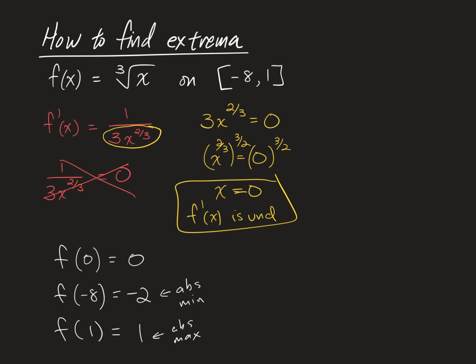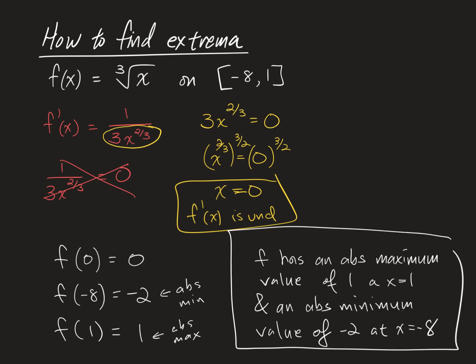And how could you write that out a little more clearly? Like this. f has an absolute maximum value of 1 at x equals 1, and an absolute minimum value of -2 at x equals -8. Let's take a look at another example.